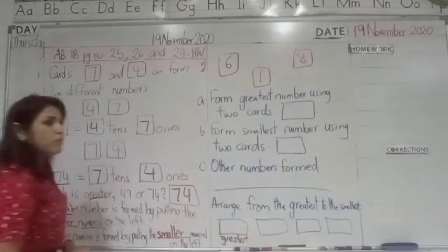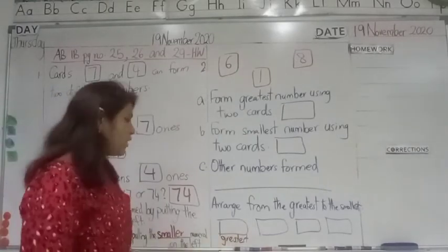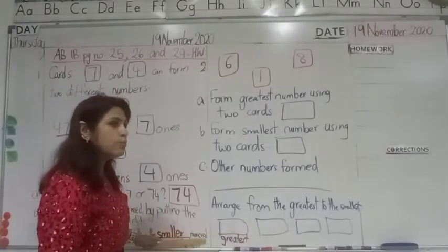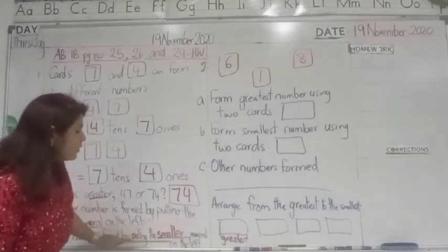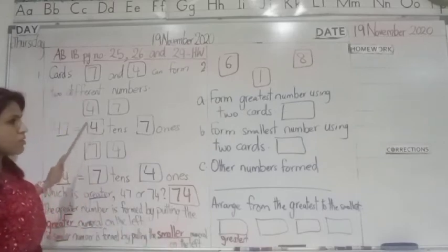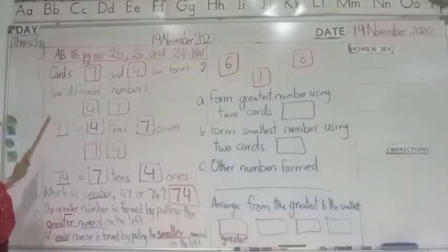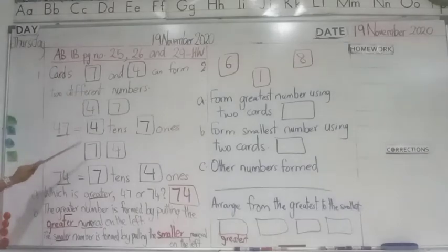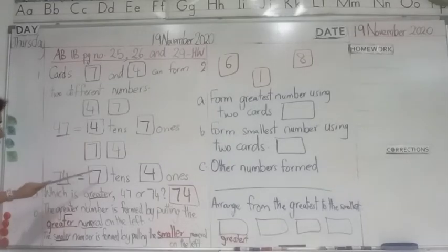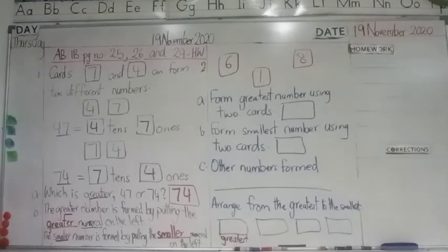Now, the way we use less and fewer, the same way we use number and numeral. So the smaller number is formed by putting the smaller numeral on the left. If you put a smaller number on the left, you will get a smaller number, that is 47. If you put a bigger number on your left, you will get a bigger number, a greater number, that is 74. Okay, if you're done with this, let's flip to page number 28.